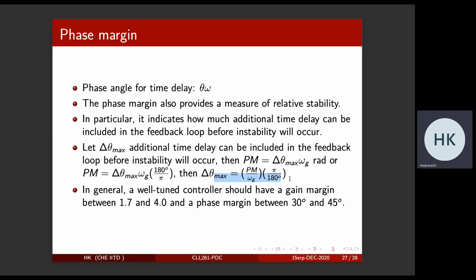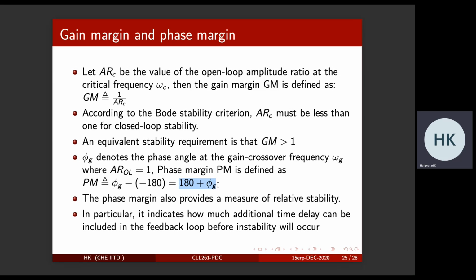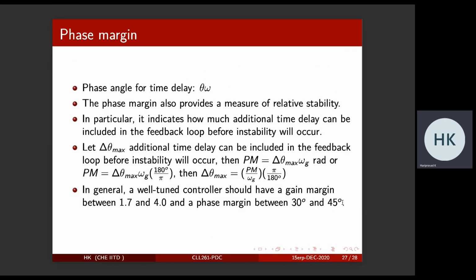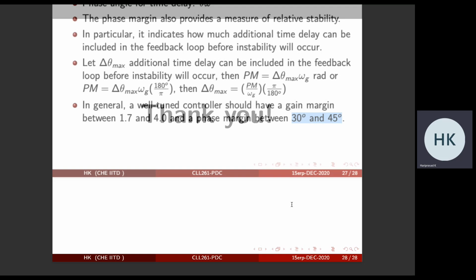For a given phase margin, the heuristic says that for a well-tuned controller, it is good to have a gain margin of 1.724, which essentially means the AR should be the inverse of that. And the phase margin, which is basically your 180 plus phase angle of G, should be between 30 to 45 degrees at least. These are the thumb rules that you would be able to use in the frequency domain.